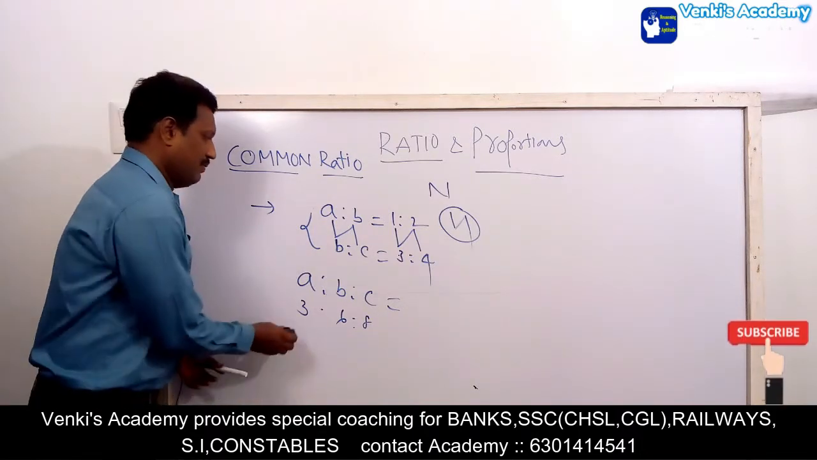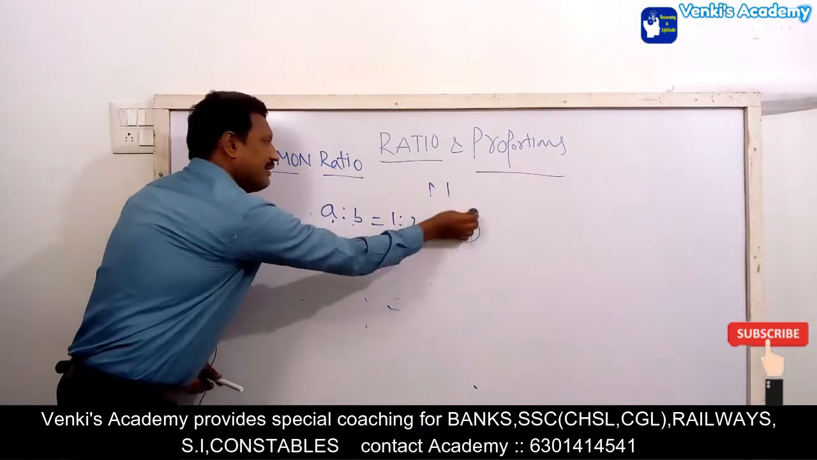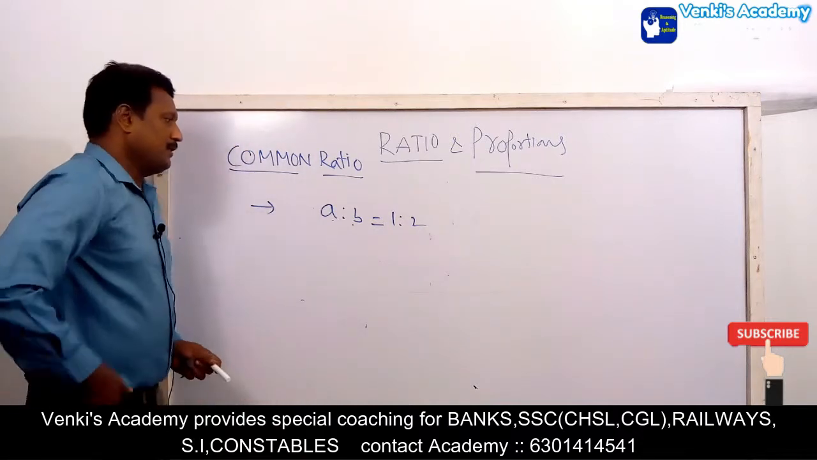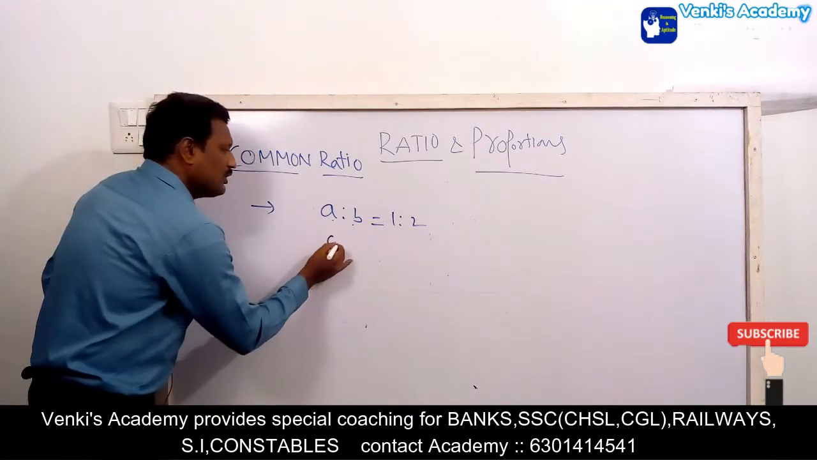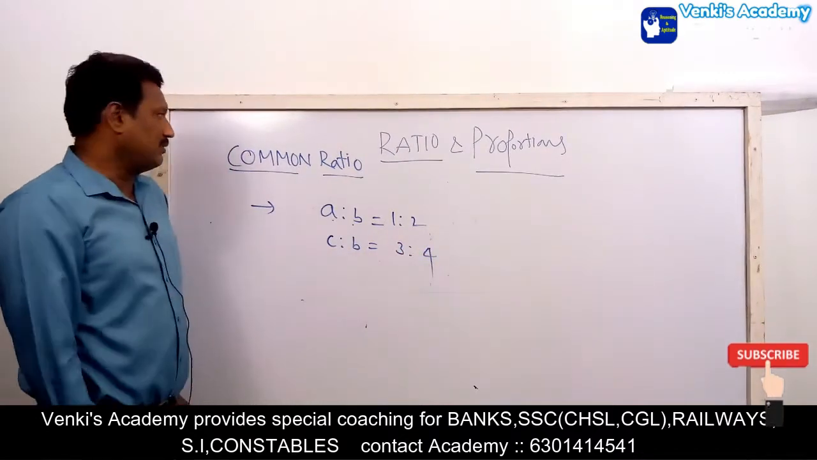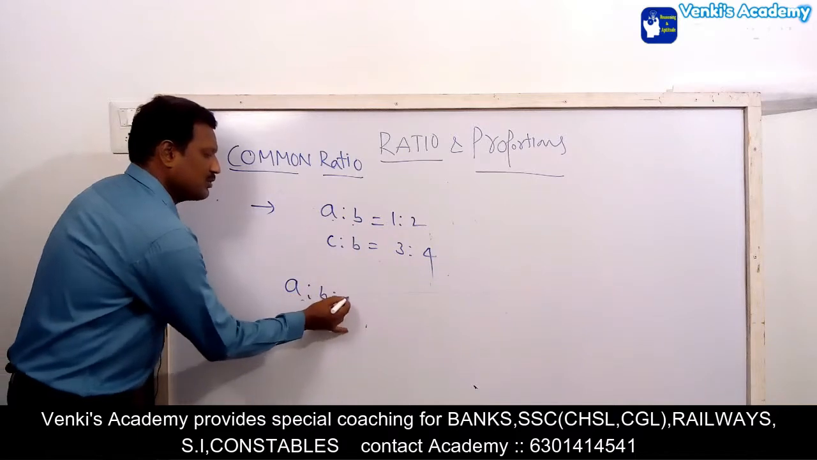Sometimes, for example, suppose I give A is to B equal to 1:2, and suppose C is to B equal to 3 is to 4. I have given another problem. Now find the common ratio of A is to B is to C.